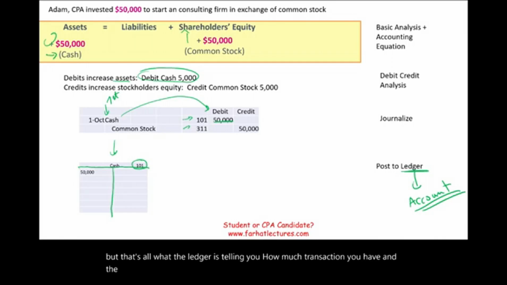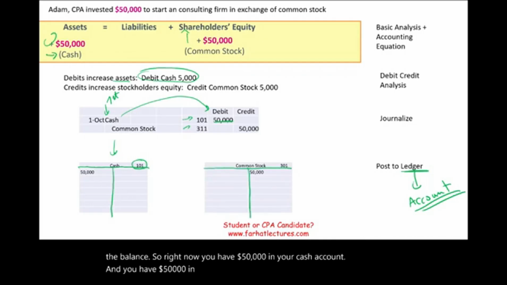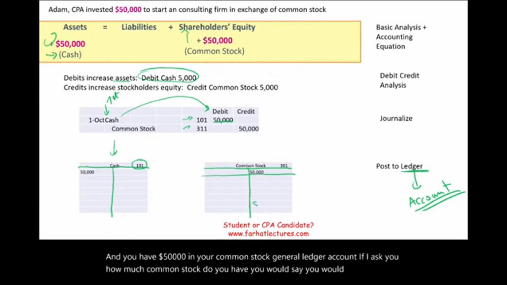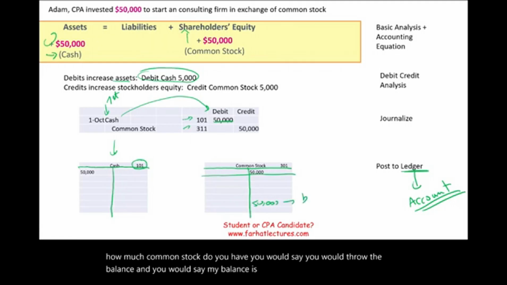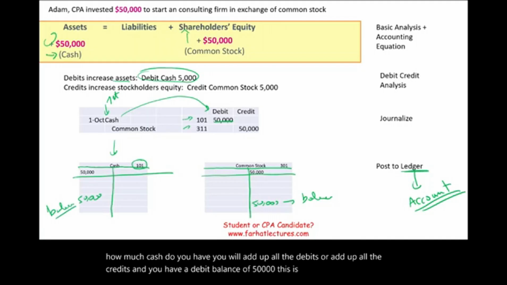So right now you have $50,000 in your cash account, and you have $50,000 in your common stock general ledger account. If I ask you how much common stock you have, you would draw the balance and say my balance is 50,000. If I ask you how much cash you have, you will add up all the debits, add up all the credits, and you have a debit balance of 50,000. This is the balance, and this is the normal balance. It's a debit. This is basically what these accounts are.